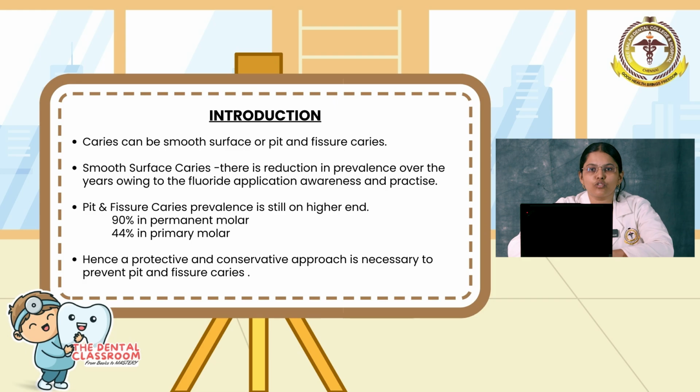So dental caries is one of the most common dental problems faced globally, and hence prevention measures for such a problem are inevitable. Caries can either be smooth surface or pit and fissure caries. For smooth surface caries, over the years there is a reduction in prevalence owing to fluoride application awareness and its practice. But pit and fissure caries prevalence is still on the higher end, accounting for about 90% in permanent molars and 44% in primary molars. Hence, a protective and conservative approach is necessary to prevent pit and fissure caries.